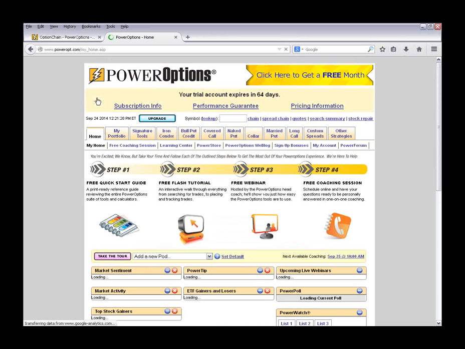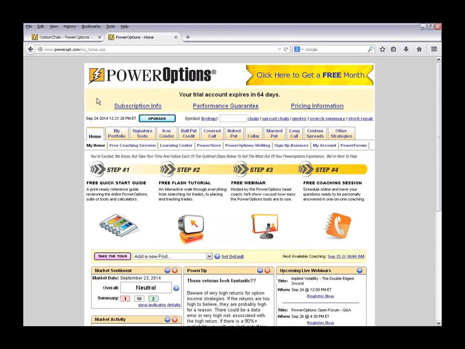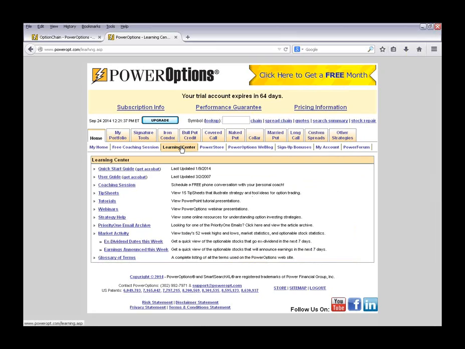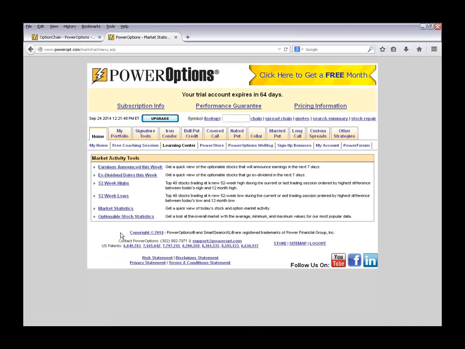So underneath the main Home tab here at PowerOptions, let me navigate over there. I want to go into the Learning Center menu, one of the sub-tabs underneath the main Home tab. From the Learning Center menu, where you can access the webinars page, the different tutorials, and strategy help pages, I want to take a look at the link here for market activity. Some of the views we have in the market activity tool are earnings announced this week, ex-dividends coming up this week, stocks hitting new 52-week highs and 52-week lows, optionable stock statistics, and market statistics. Okay, so we want to take a look at optionable stock statistics.